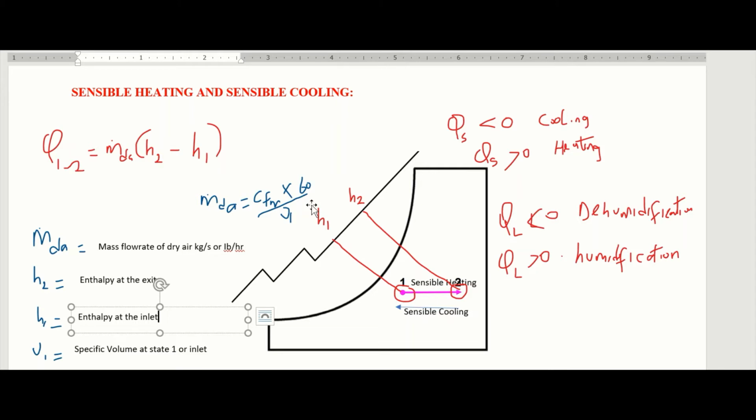So in summary, we are saying that sensible heating or cooling is the increase or decrease in temperature without changing the humidity ratio. As you can see on the chart again, it is horizontal, which means that our humidity ratio is constant. And I want us to note again that condensation occurs when the dry bulb temperature is below the dew point temperature.